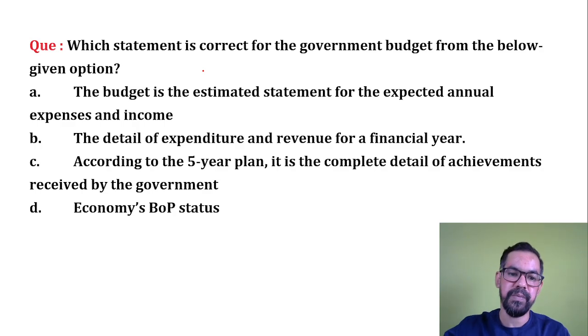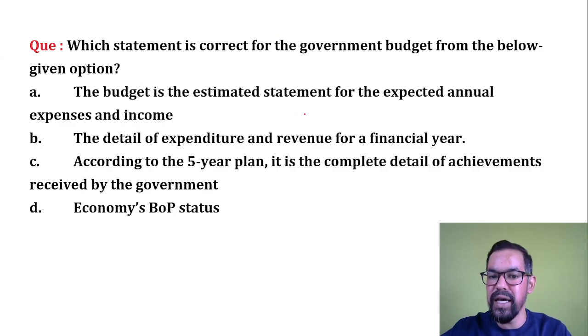Okay, next one, which statement is correct for the government budget from the below given statements? So the budget is the estimated statement of expected annual expenses and income.